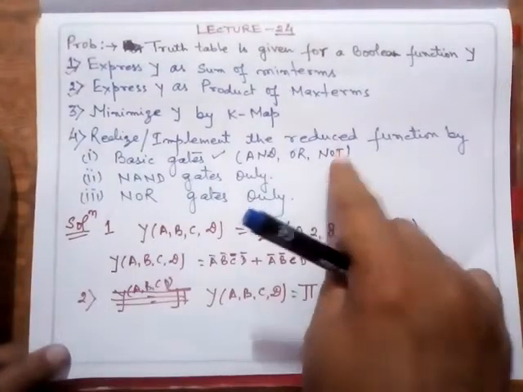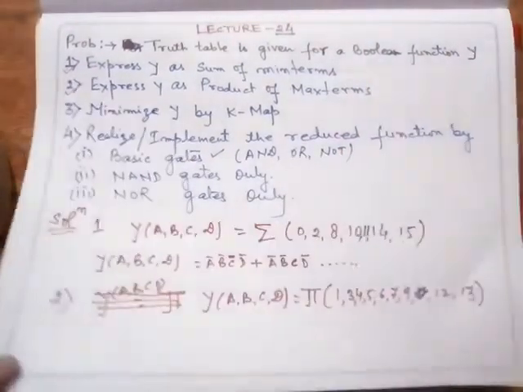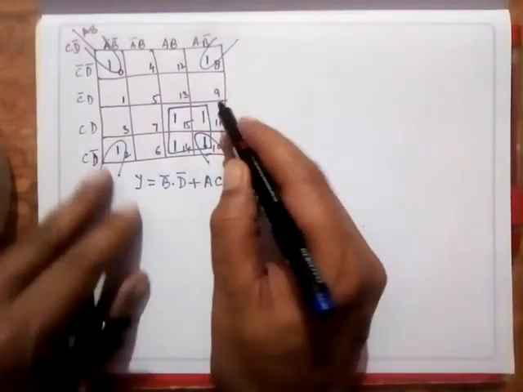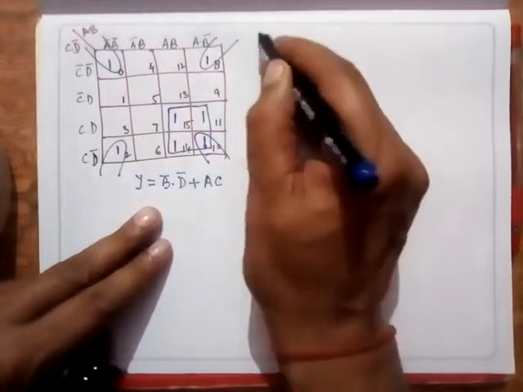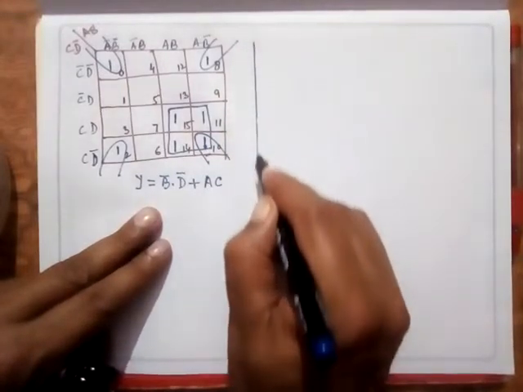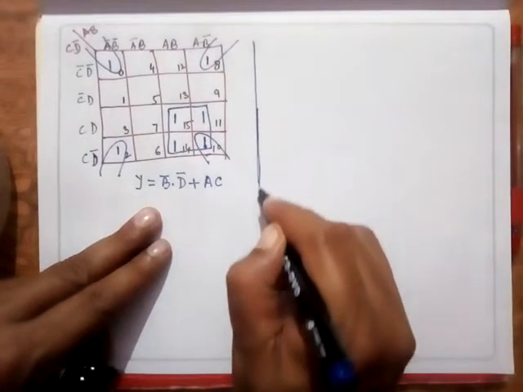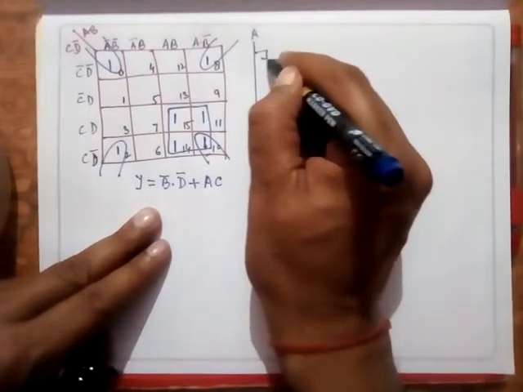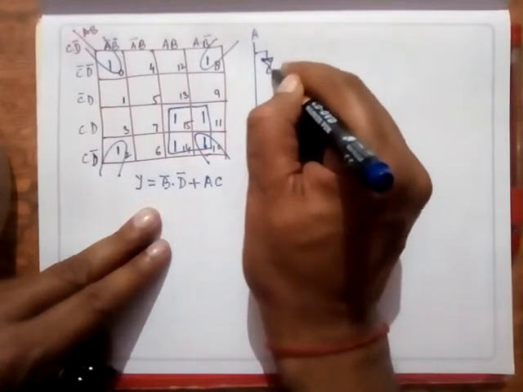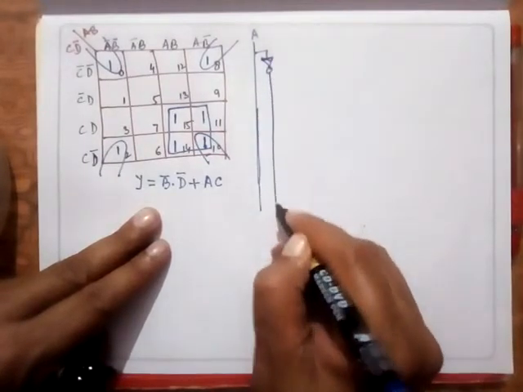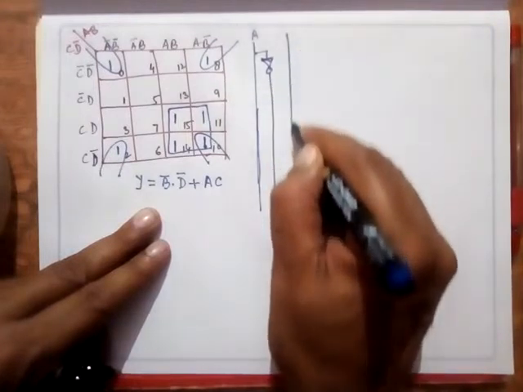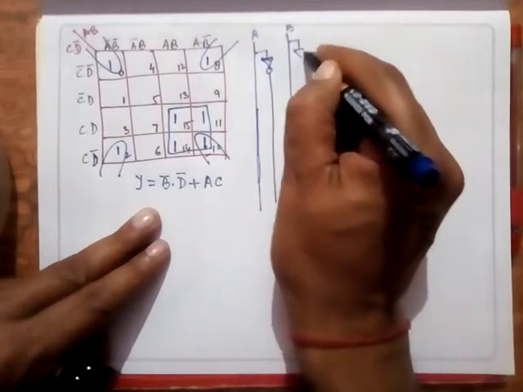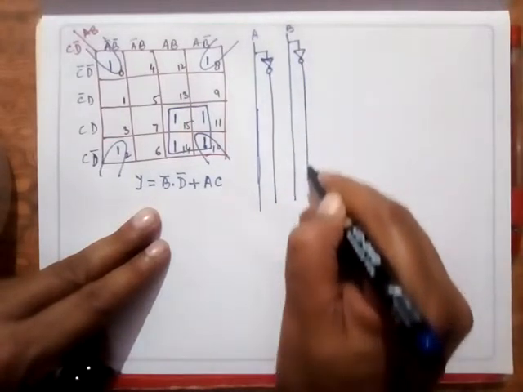So the first part is to realize this with the help of AND, OR, and NOT gates. And how many inputs are there? A, B, C, D. I need A, B, C, D here. As I told you how to frame this, I take one line for A. Then this is a NOT gate here, and this line represents A bar. Then I take another line for input B, with a NOT gate which gives B bar.